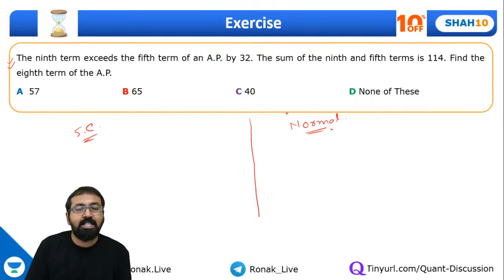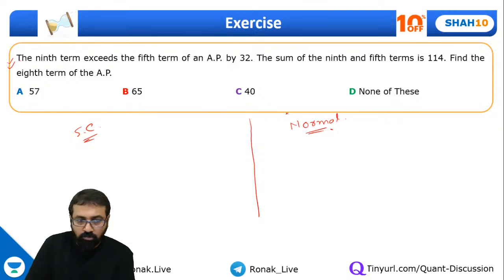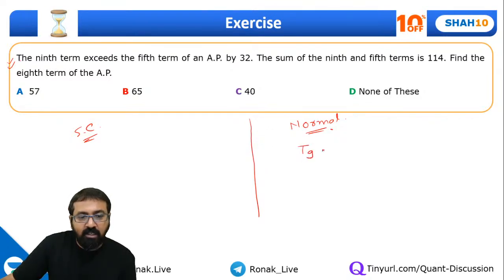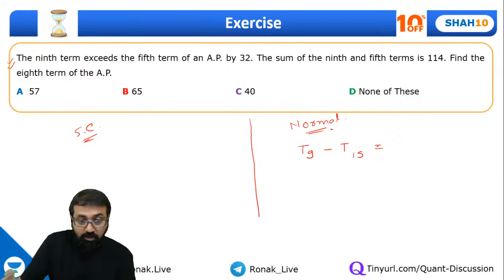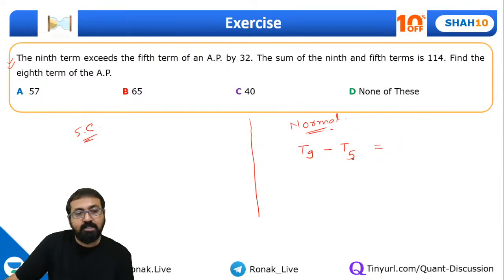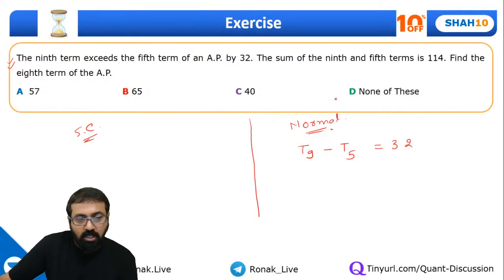So you tell me the answer for this first. The 9th term exceeds the 5th term of an AP by 32. So T9 minus T5 is 32. And the sum of the 9th and 5th term is 114.